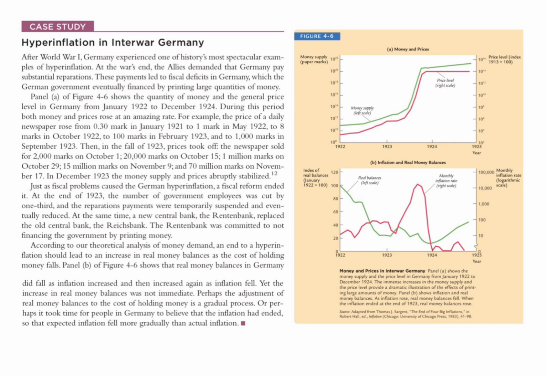the real money balance in Germany did fall as inflation increased and increased again when inflation fell. The increase in real money balance was not immediate. Perhaps the adjustment of real money balance to the cost of holding money is a gradual process, just like how they fix tax rates, how they plan to save or spend money, and how the market resets the price. So expected inflation fell more gradually than actual inflation. Then this is the case. It needs to be reduced.